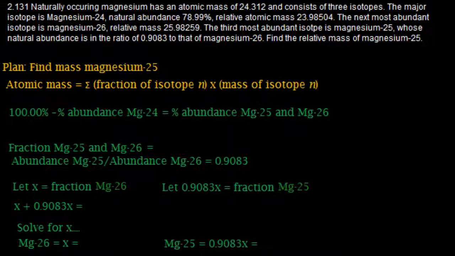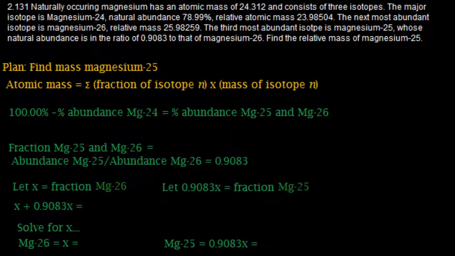It says, naturally occurring magnesium has an atomic mass of 24.312 and consists of 3 isotopes. The first major isotope is magnesium-24, which has a natural abundance of 78.99% and a relative atomic mass of 23.98504 atomic mass units. The next most abundant isotope is going to be magnesium-26, which is just going to give us the relative mass, which is 25.98259. And then it gives us the third most abundant isotope, which is going to be magnesium-25. And it's going to give us the natural abundance, but only in a ratio of 0.9083 to magnesium-26. And it wants us to find the relative mass of magnesium-25.